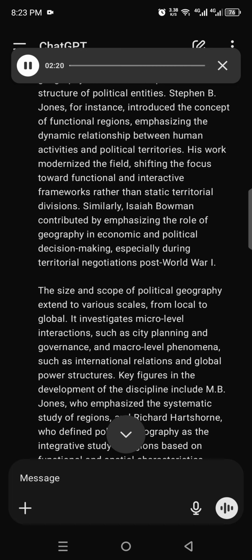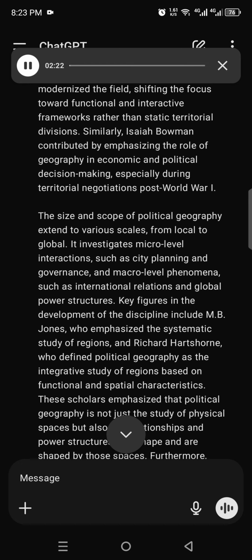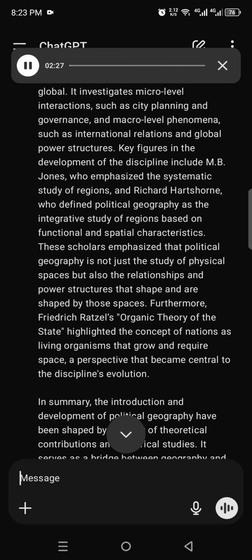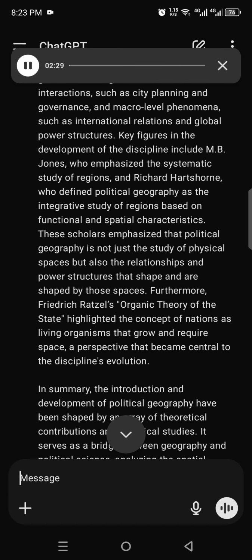These scholars emphasize that political geography is not just the study of physical spaces, but also the relationships and power structures that shape and are shaped by those spaces. Furthermore, Friedrich Ratzel's organic theory of the state highlighted the concept of nations as living organisms that grow and require space, a perspective that became central to the discipline's evolution.